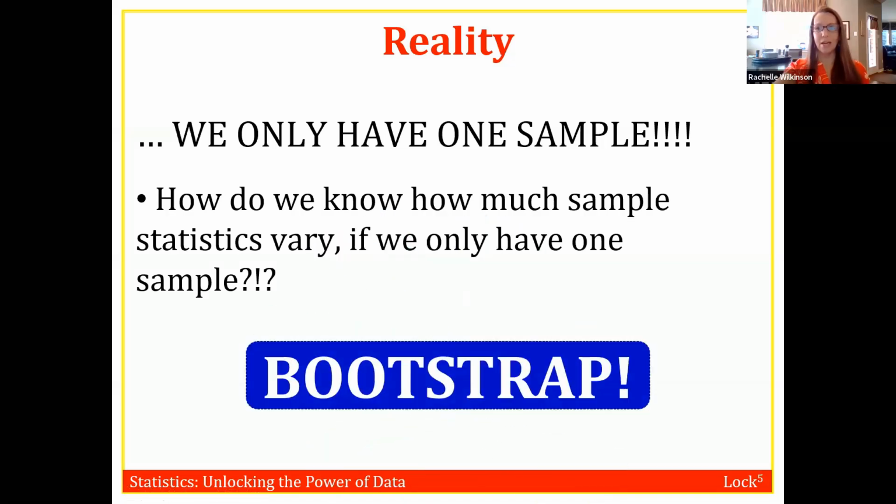bootstrapping. If you've taken statistics in the past, it is very likely that you've never heard of bootstrapping. It's not that it's a newer technique, it's been around a while, but it relies heavily on computers being able to do a lot of the work for you.